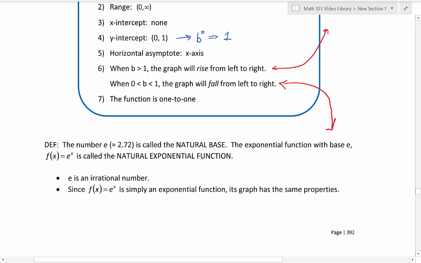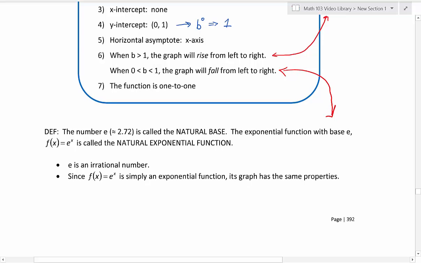We have a special number when we start talking about exponential functions. The number e is called the natural base. E is an irrational number like pi that shows up all over in math and in nature. So e is approximately 2.72. The exponential function with base e, which is written f of x equals e to the x, is called the natural exponential function.